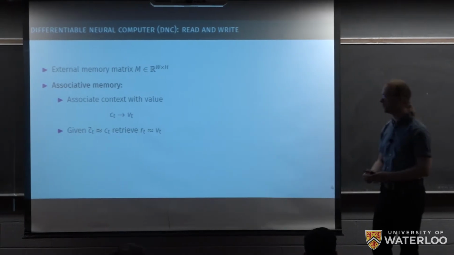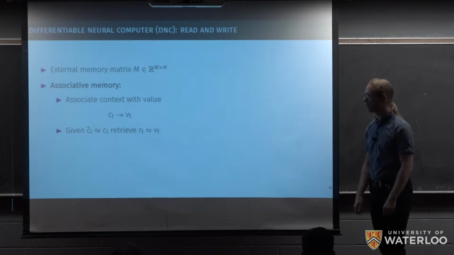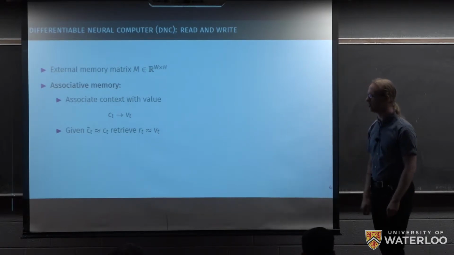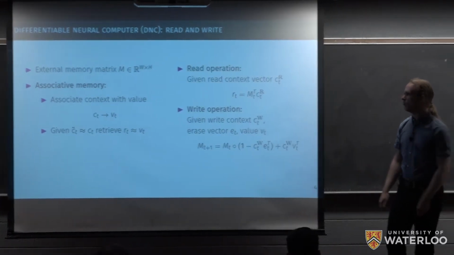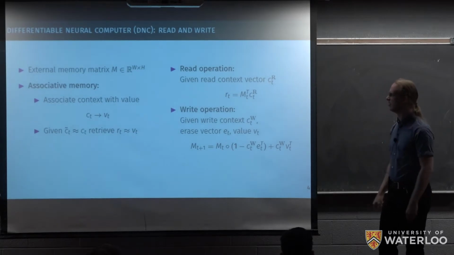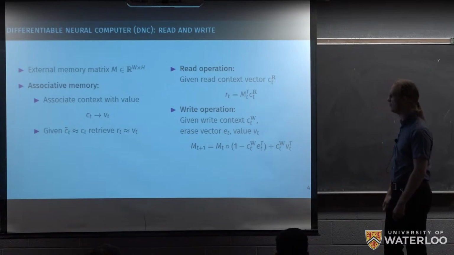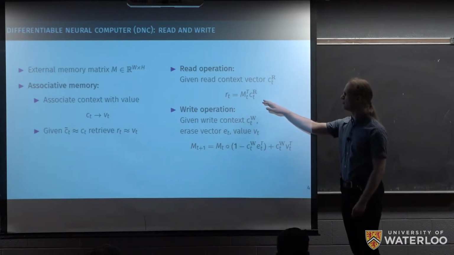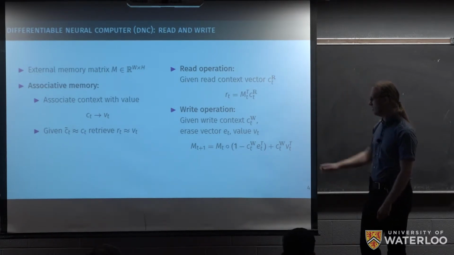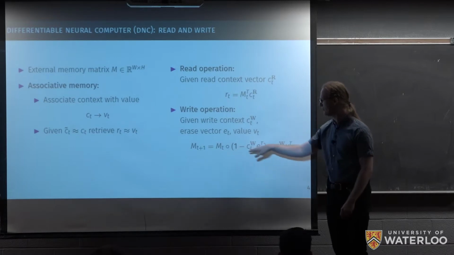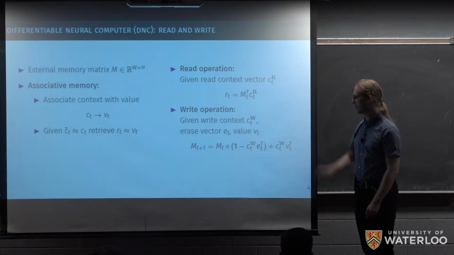And when we have some context vector that is similar to the context vector that was used to store the value, then we want to retrieve a vector that's also similar to the value that we stored. One way to implement this, and the way it's basically implemented in the differentiable neural computer, is that this recall or read operation is just a matrix vector multiplication, and the write operation, if you ignore this part here and assume that it's 1, it's basically a sum of outer products of the context vector and the value vector.